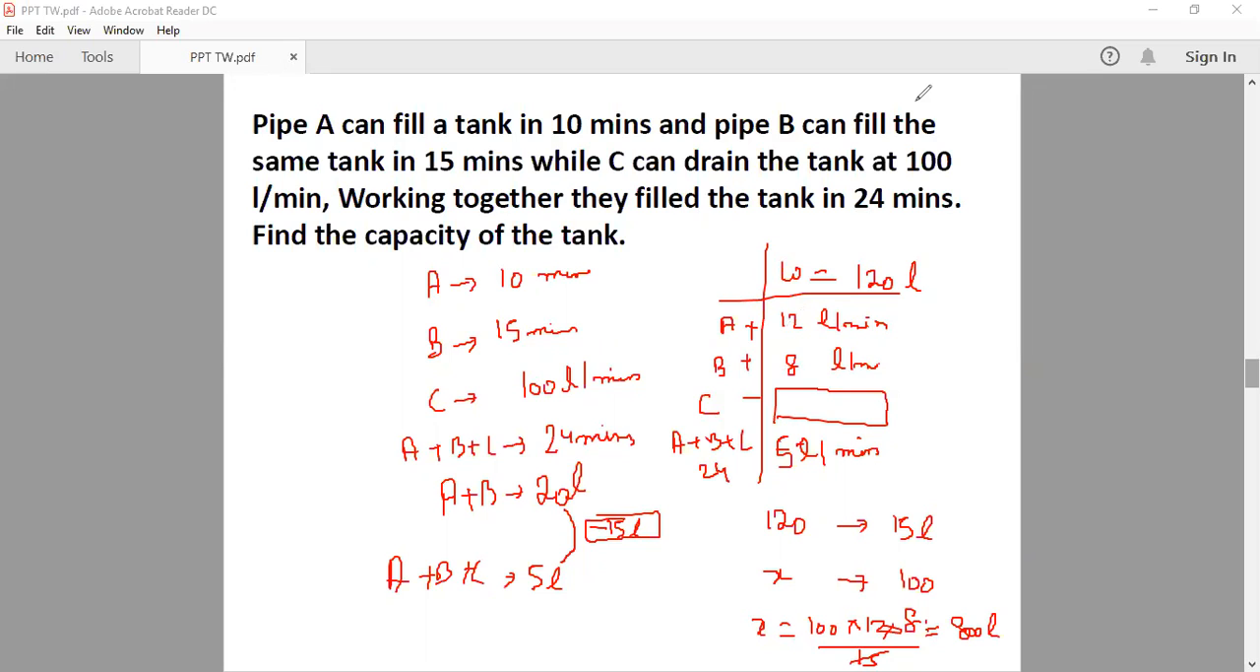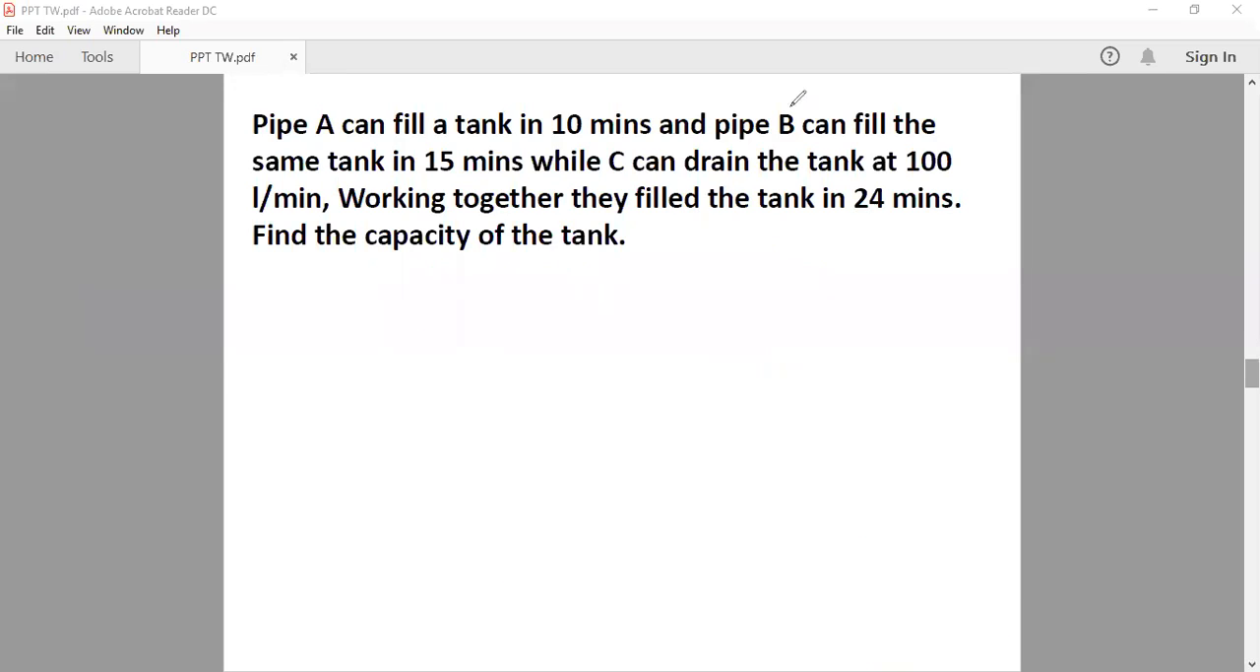Okay, now let us try to solve it by fraction approach. See, हमें दिया हुआ है A भरता है 10 मिनट्स में, तो A का 1 मिनट का काम कितना आया? 1/10. B भरता है 15 मिनट्स में, तो B का 1 मिनट का काम कितना आया? 1/15. अब C के लिए मैं सपोज कर लेता हूँ कि C x मिनट में ड्रेन करता है, तो C का 1 मिनट का काम कितना आया?